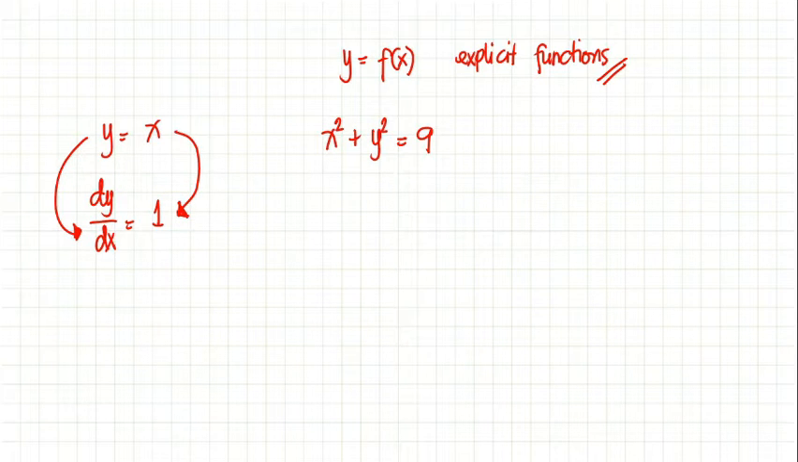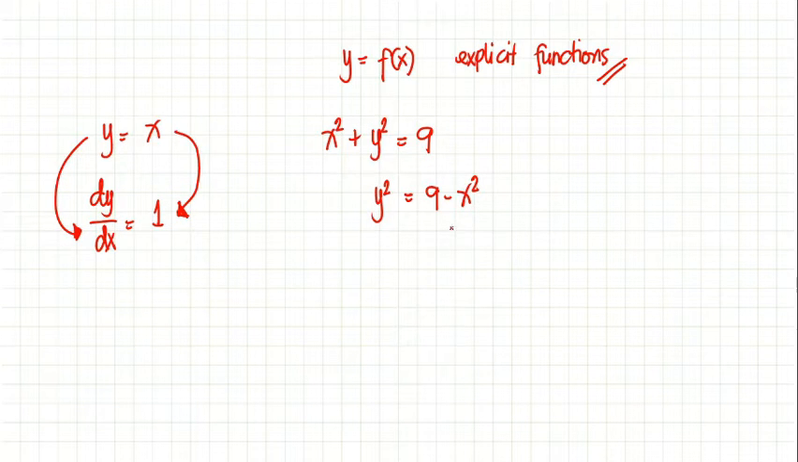So one remedy would be changing the given equation to the form y equal to f of x. So in that case, we will solve for y in terms of x. Solving for y in terms of x, we will have y squared equal to 9 minus x squared, right? If we add negative x squared to both sides, we will get this one.